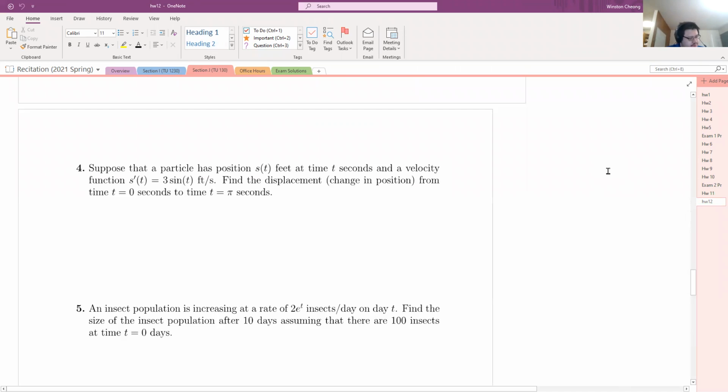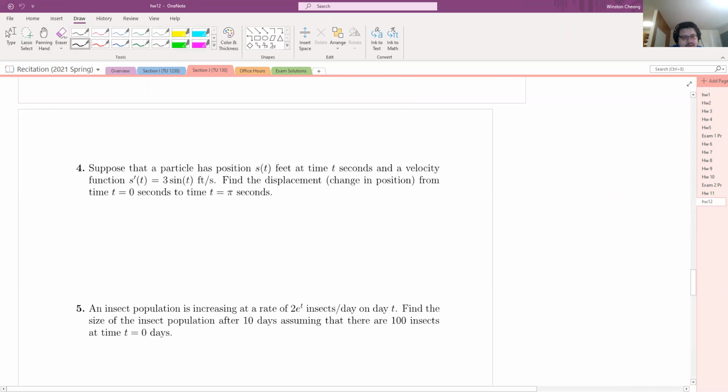We're continuing off from last time with the fundamental theorem of calculus type of stuff. So number four, finding the displacement. The way you would write this symbolically would be the difference of these two evaluations of S, right? This is going to be the difference between the two positions, which is the same thing as displacement.